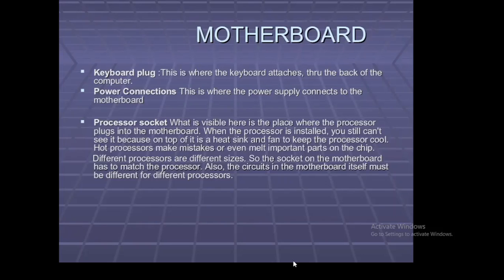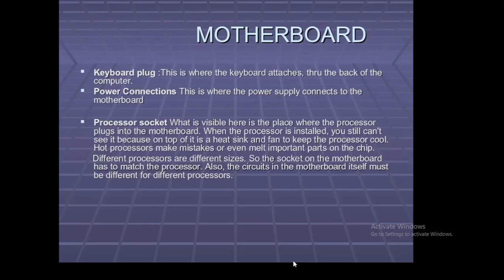Power connections. This is where the power supply connects to the motherboard. Processor socket. What is visible here is the place where the processor plugs into the motherboard. When the processor is installed, you still can't see it because on top of it is a heat sink and fan to keep the processor cool.